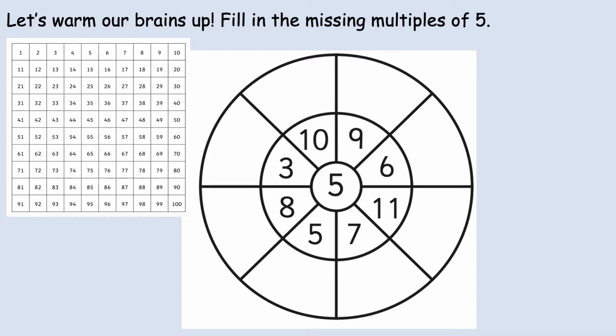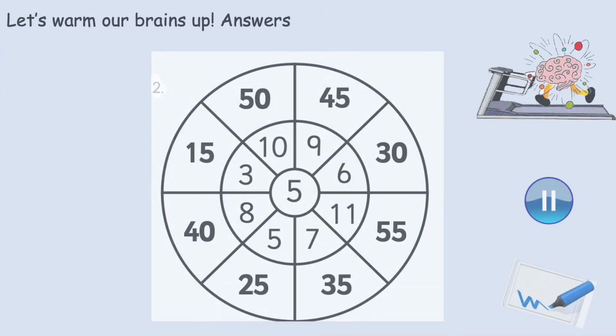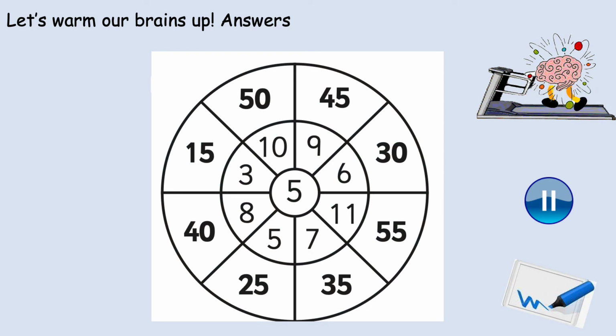Let's have a look at our answers, shall we? There are all the answers for you. So 9 lots of 5 are 45, 6 5s are 30, 11 5s are 55, 7 5s are 35, 5 5s are 25, 8 5s are 40, 3 5s are 15 and 10 5s are 50. Well done. How did you get on? Do you think you might need to practice those a little bit more, your 5 times table? Have a go. You could make your own circle and put your own numbers in, or ask a grown-up to help you or somebody else in your house.